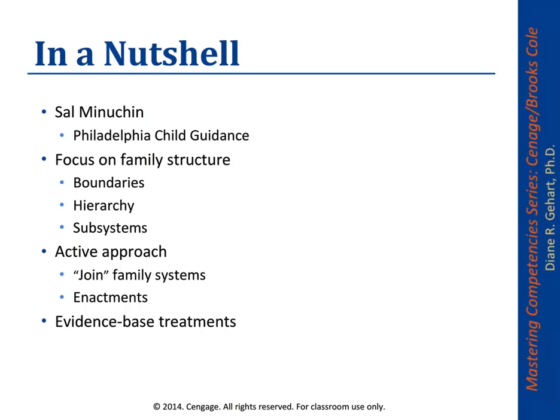So as the name implies, there is a focus on the quote-unquote family structure. And what does this mean? Minuchin looked at subsystems. We're going to go into more depth, but they include the parental subsystem, the couple subsystem, the marital subsystem, the sibling subsystem, and there can be other sorts of subsystems. Those are the basic parts. And then they look at the boundaries between those parts. Are they too close? Are they too distant?